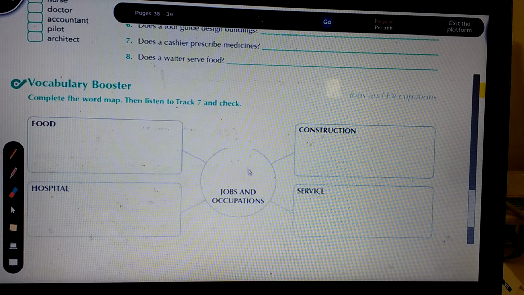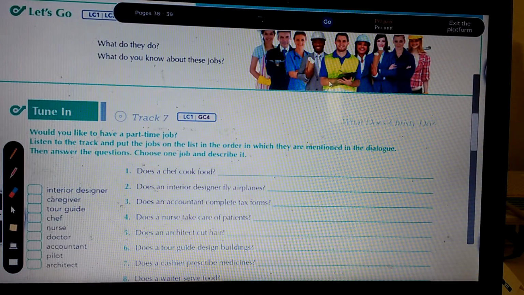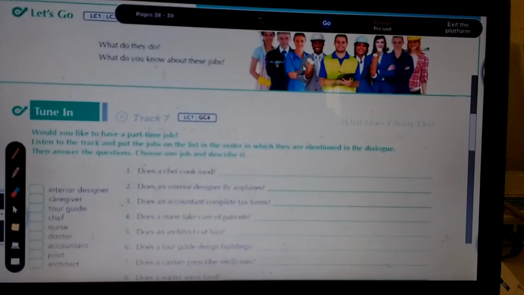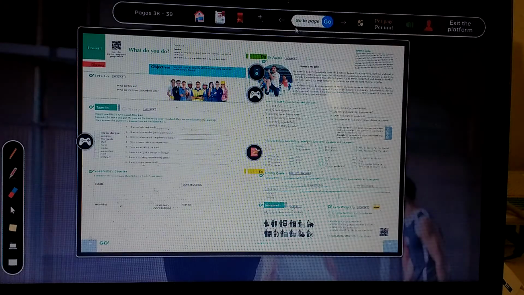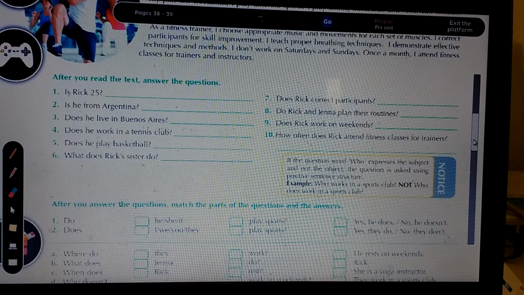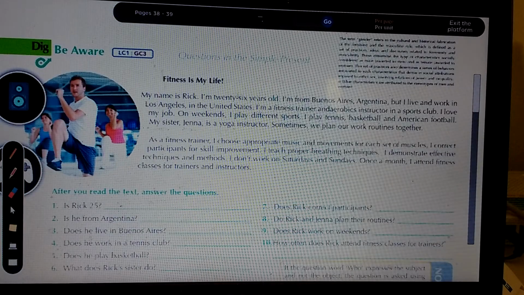So here we have jobs and occupations as the beginning of the word map. The only thing that you have to do is to write jobs or occupations over here that are related to food, to hospitals, to constructions, and to service. So this is all for page number 39. After you finish with page number 39, you have to move to page number 38. This one. So for this one, you will first have to read the paragraph.